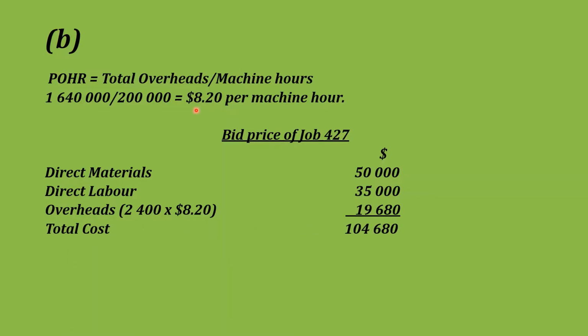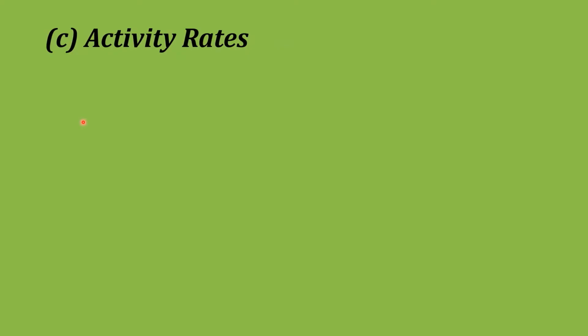When we add it up, we will get 104,680. To that we add the 15%, which is 15,702, and we get the bid price of 120,382. So that's it for part B. We move on to the next.